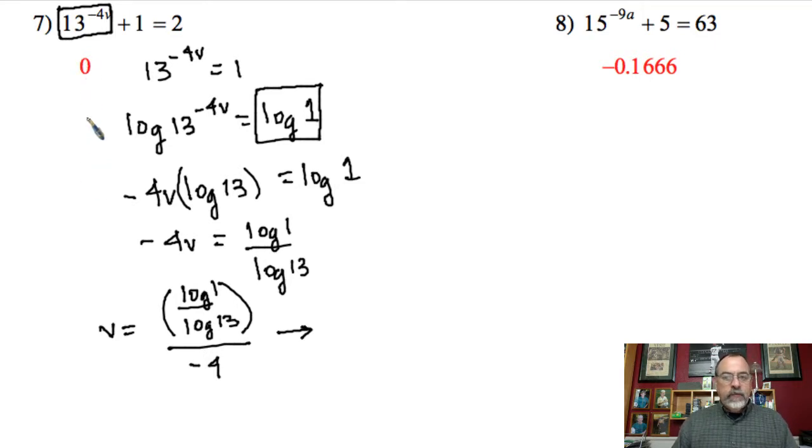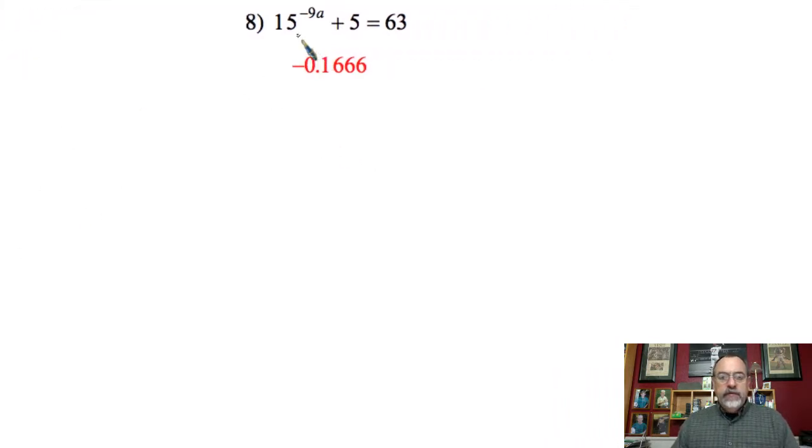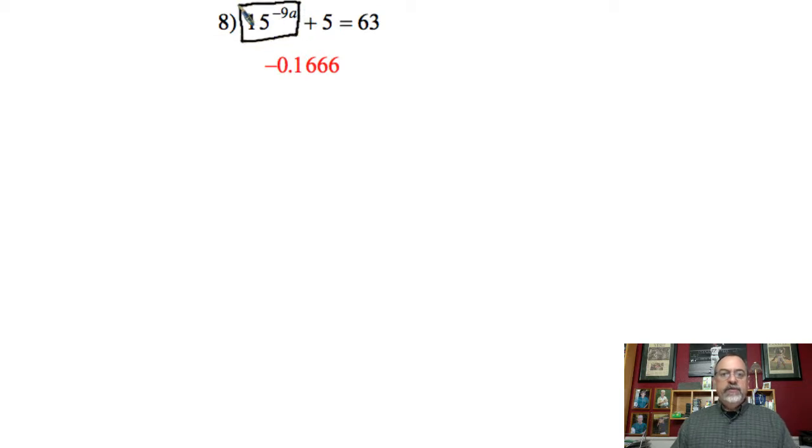Okay? Let's go ahead and do this next example. So first thing I want to do is identify the term with the variable that I'm solving for, which is this one, and I want to isolate it, so I'm going to have to subtract 5 from both sides. So I'm going to have 15 to the negative 9a is equal to 63 minus 5, which is what? 58.